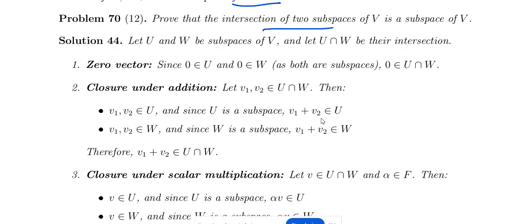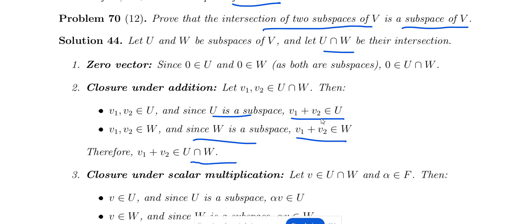The intersection of two subspaces of V is a subspace of V. We can say U intersection W is a subspace. So take v1, v2 belonging to U and W also. U is a subspace, so v1 plus v2 belongs to U. W is a subspace, so v1 plus v2 belongs to W. Since it is in both, it is in the intersection.